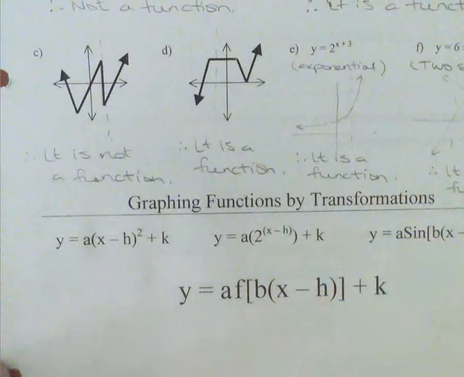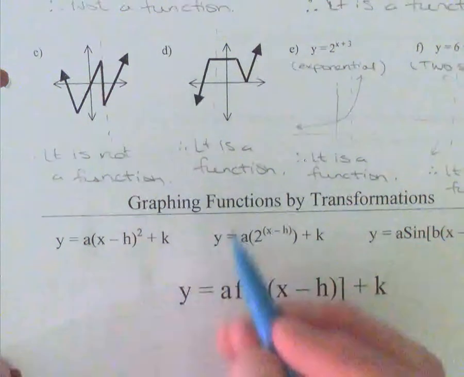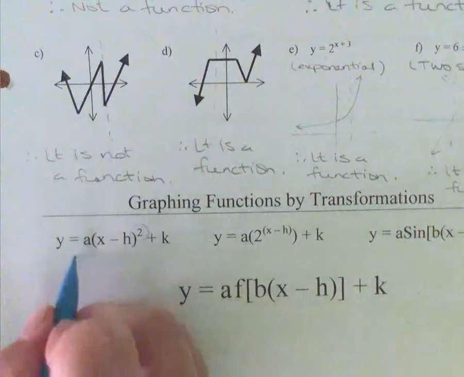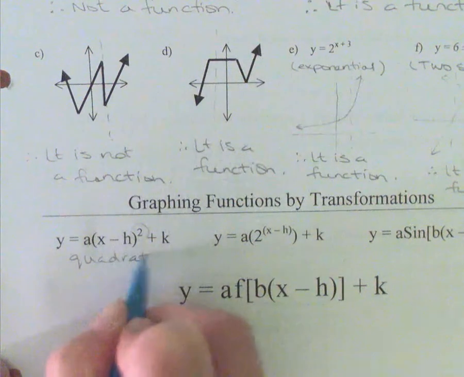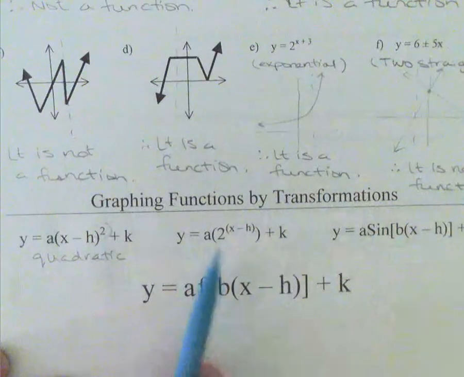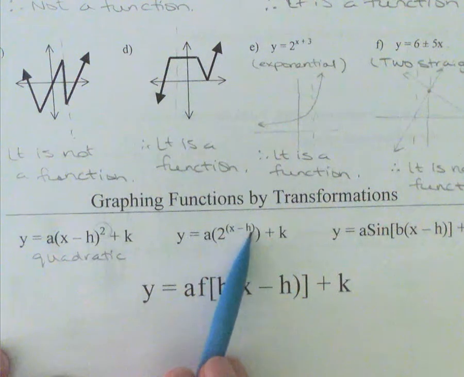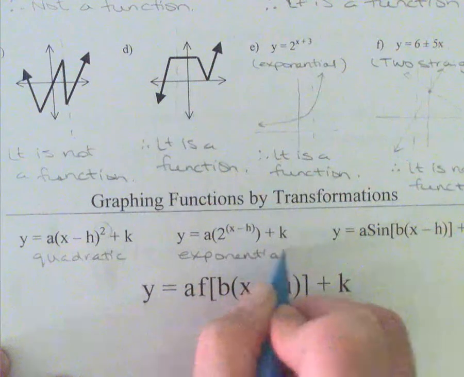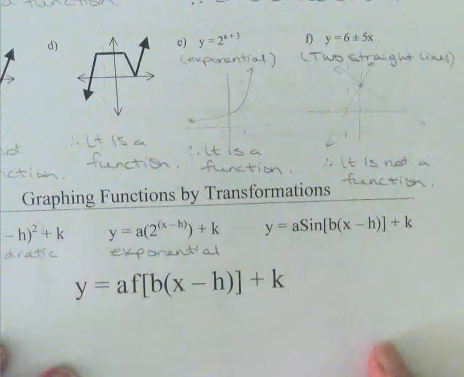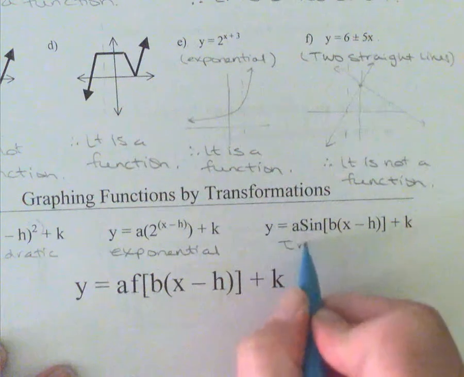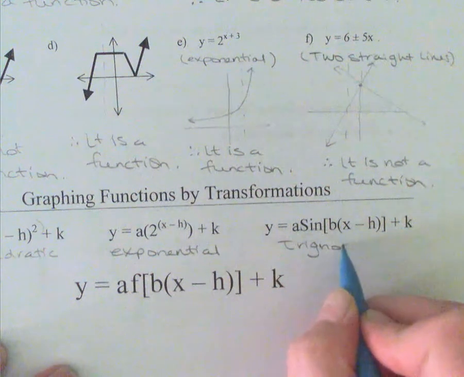So let's go and look at different types of functions. So the first one is a(x minus h) squared plus k. So if I look, this thing squared here means this is a quadratic. If I look at the next one, there's a base and there's an exponent, which means this is exponential. And we have a sine, could have been a cosine, could have been a tan, so that automatically indicates that this is trigonometric.